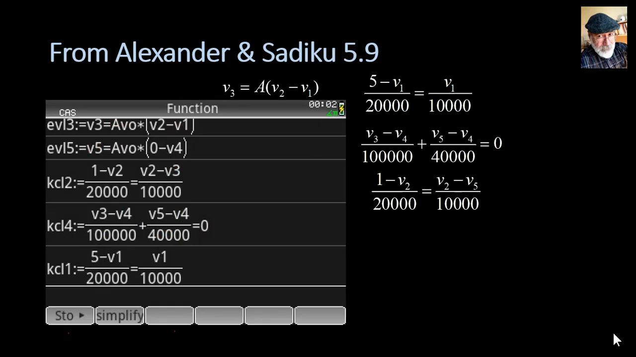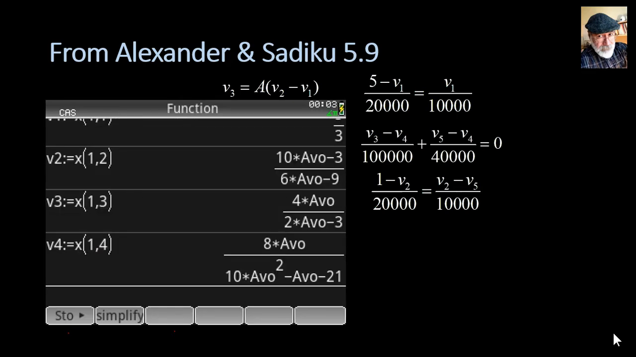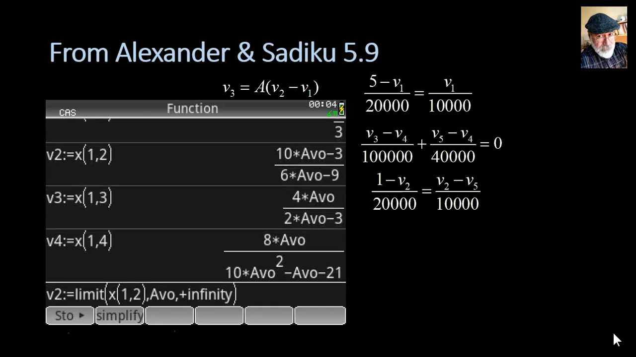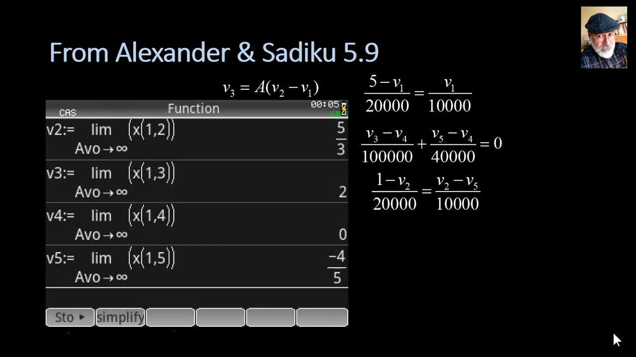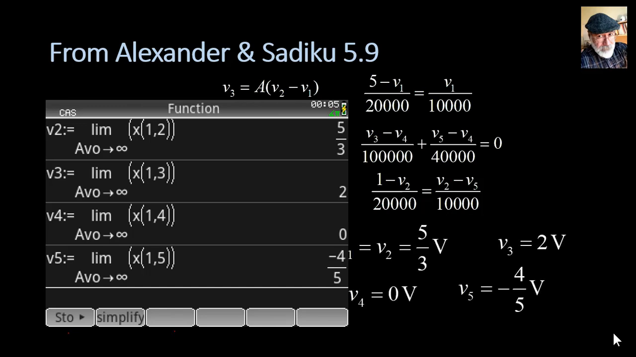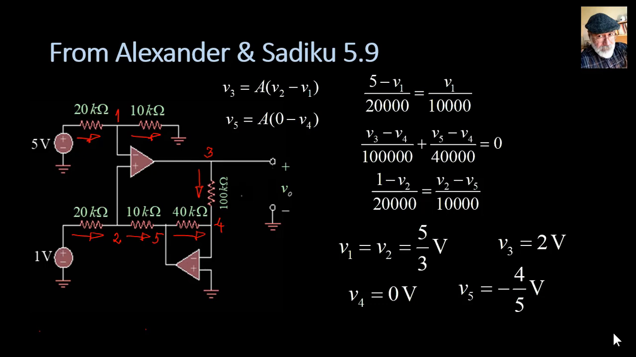Enter them in the calculator, solve. The solutions come out as functions of the open loop voltage gain of the amplifiers, AV0. Find the limit as AV0 tends to infinity, and those are the values of the solutions. Those are the voltages. In particular, the output V0 is V3 is 2 volts.